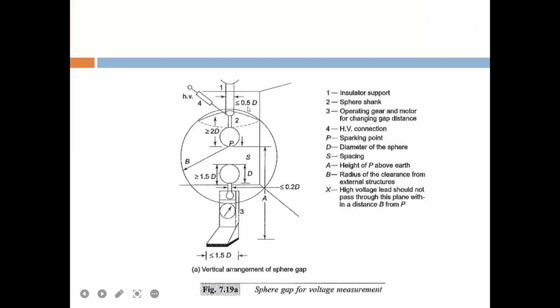So here we see the construction. A simple construction is given. Sometimes what happens here, the high voltage is like this, here at a point. There is the high voltage connection.